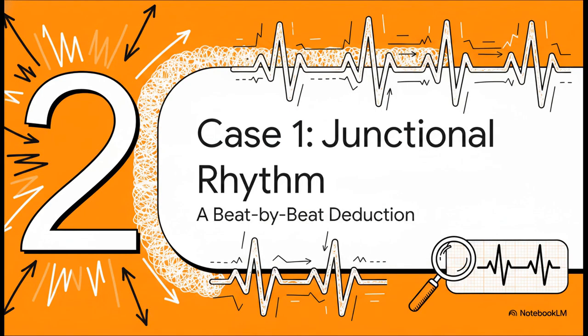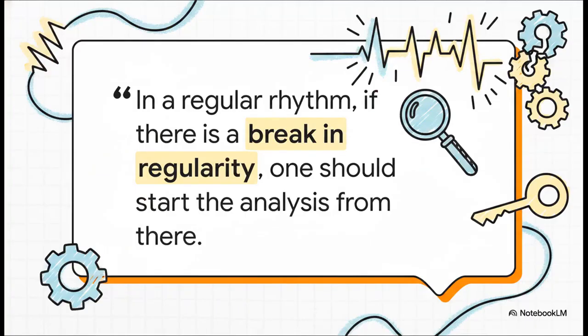Okay, now for the fun part. Let's apply these principles to our first case. We're going to proceed with a really meticulous, beat-by-beat examination to uncover what's truly going on with the underlying electrophysiology. This is a golden rule of ECG interpretation. Whenever you see a change in a rhythm, in a regularity, that is your starting point. It's not some random event. It's the key that's going to unlock the entire mechanism of the arrhythmia.